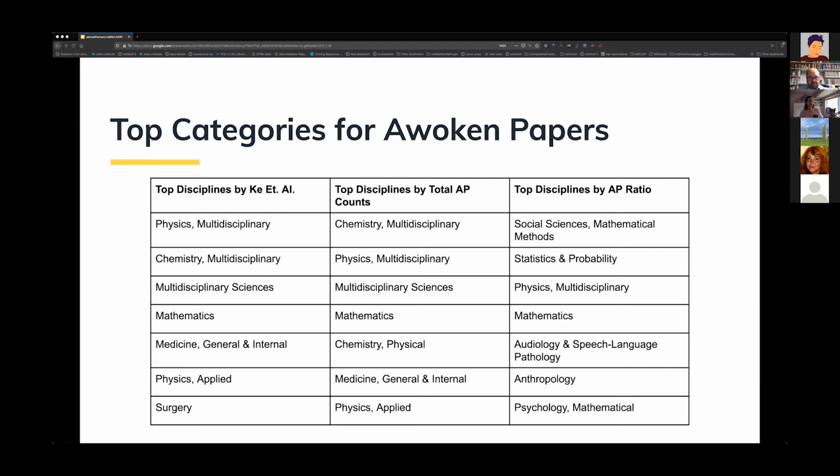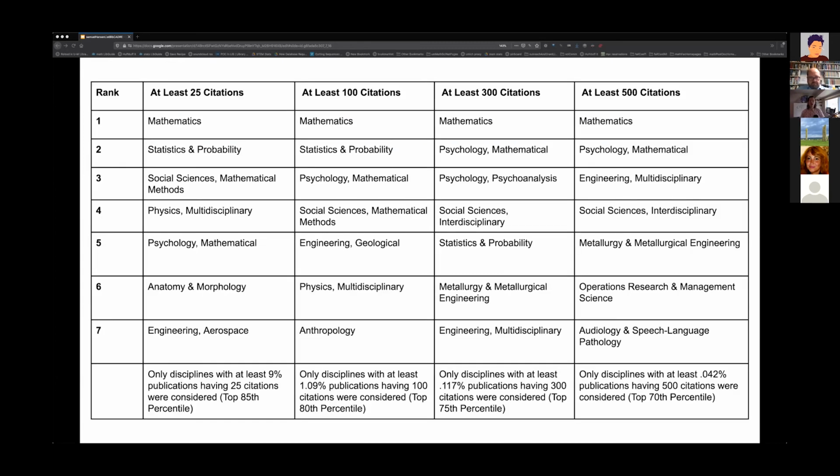You have psychology, anthropology, and so now I'd like to point out what happens if you only look at papers with 25 citations or more. These are all ratios: 25, 100, 300, or 500 citations. I did have to limit them because otherwise you have a ton of outliers for disciplines that have very few papers with that number of citations. And so I list how I limited them for all of them. It's 85th percentile, 80th percentile, 75th percentile, and 70th percentile.